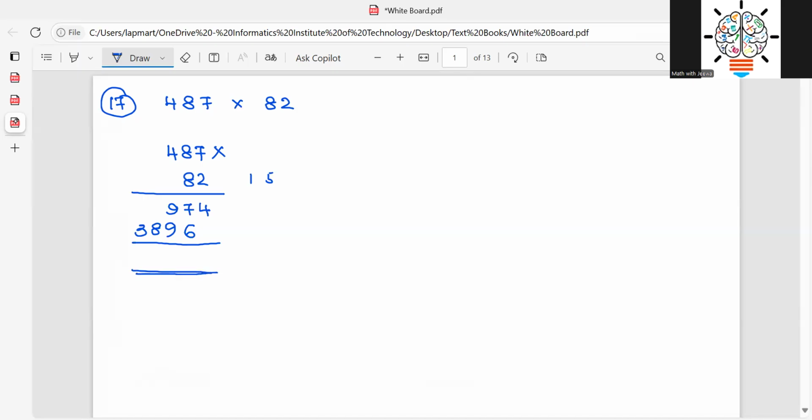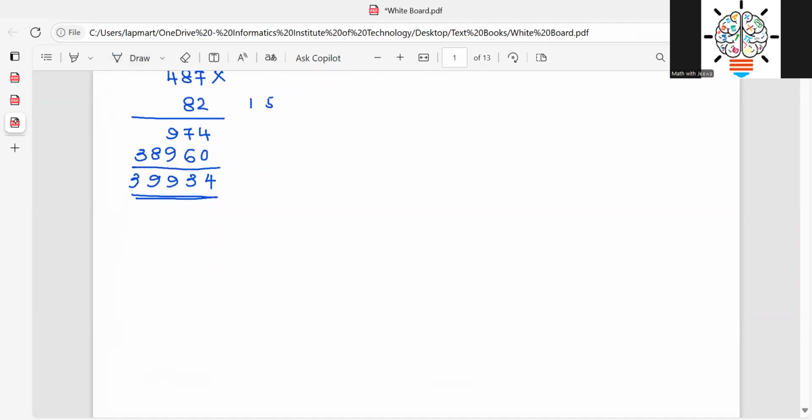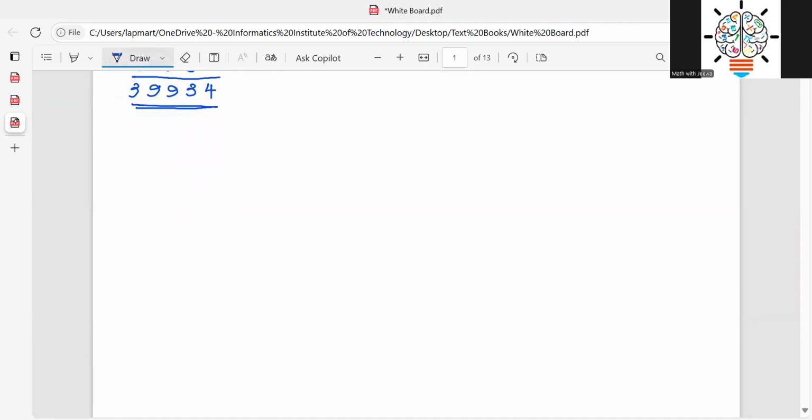If need, I have told you that you can fill this with 0, right? So then when you add these together, what happened? So then here 4, 3, 9, 9, right? So then the final answer should be 39,934. So then here I write 39,934. Right? So then we will move to question number 19.